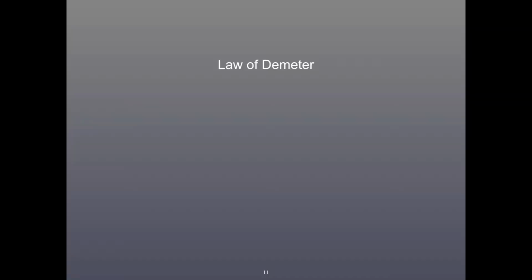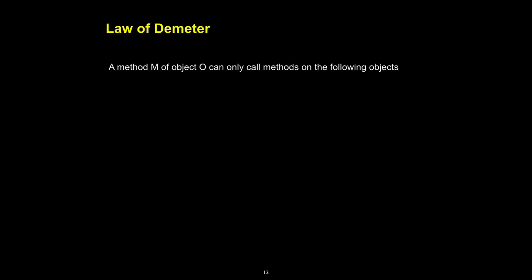A slight break from patterns. Another common rule of thumb for writing good code, the law of Demeter. The official statement of the law of Demeter is, you have some method M in the class, an object O or class O. It can only call methods on the following types of things: O itself, so you can call all the methods in that class.